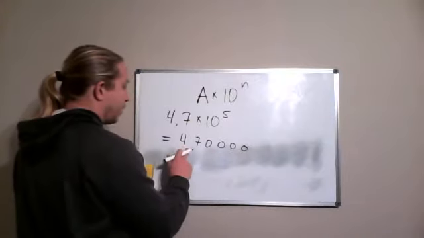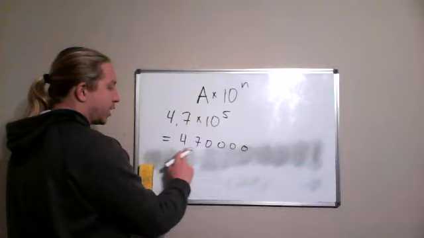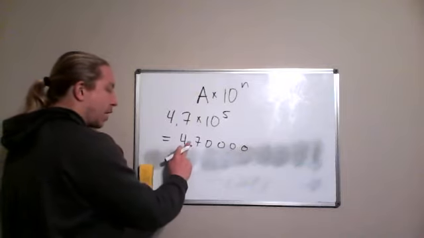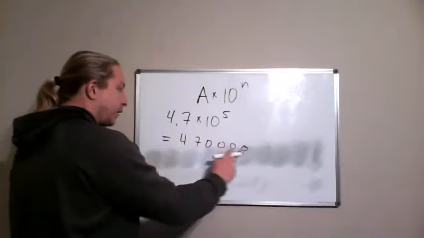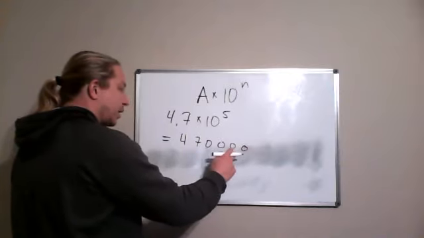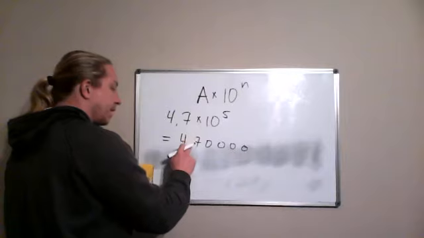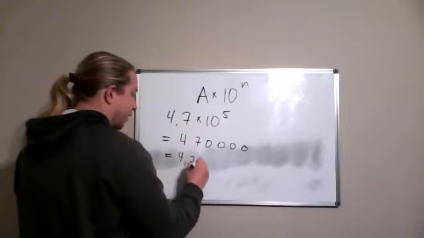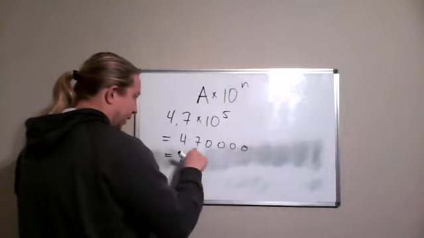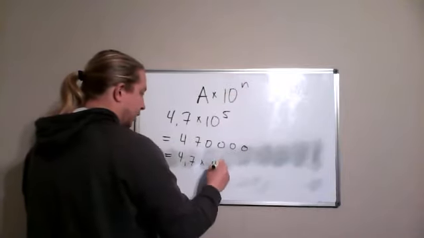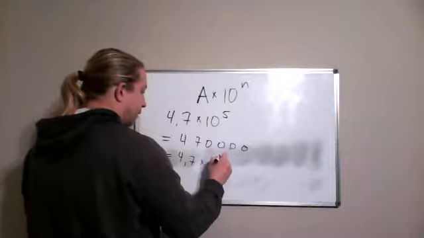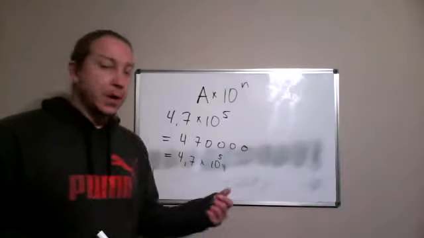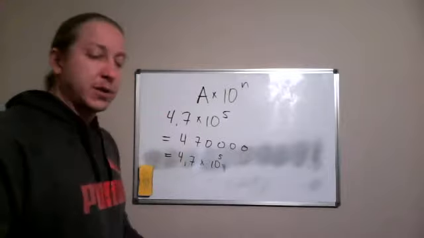Now, if we want to go backwards, what are we doing? Well, we need to have only one digit. Here we have 47. We only want one digit here, so we want to put a comma here. How do we get the comma here? Well, we have to move it how many places? 1, 2, 3, 4, 5 to go there. So it equals 4.7 times 10 to the 5. That's your n. And that's how we go from scientific to decimal and back to scientific.